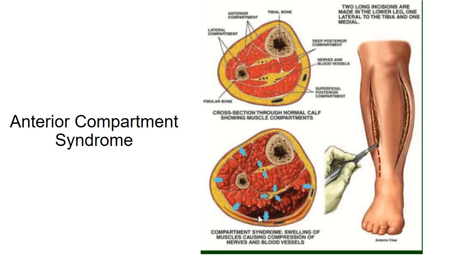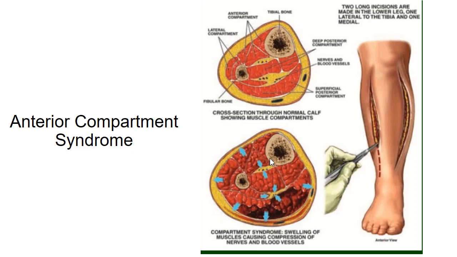As you can see in this picture, the swollen muscles, which are increasing the pressure in this compartment, are compressing the arteries of the compartment, which leads to ischemia of the muscles and nerves of the compartment.